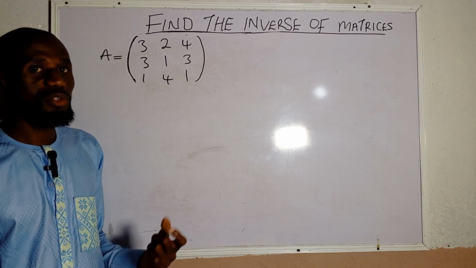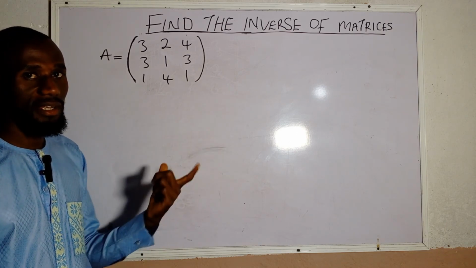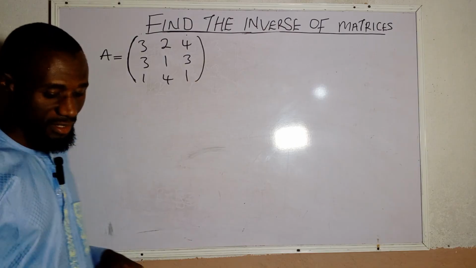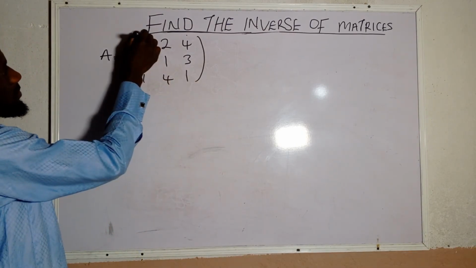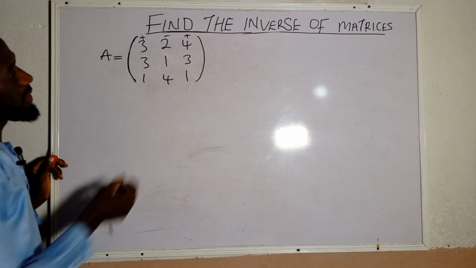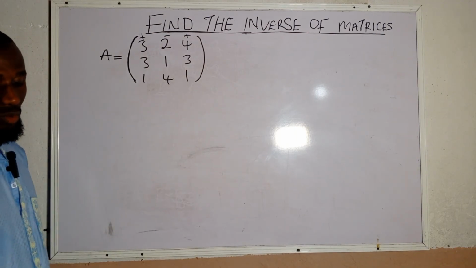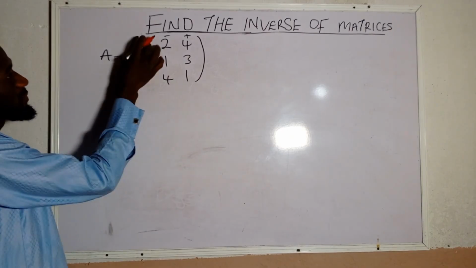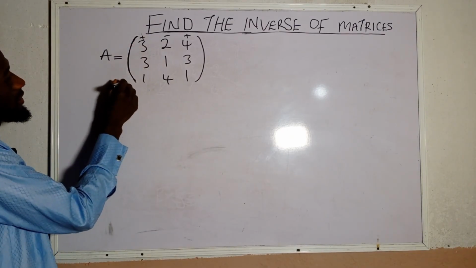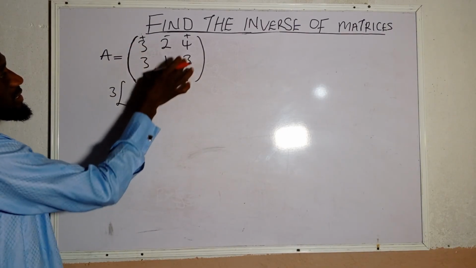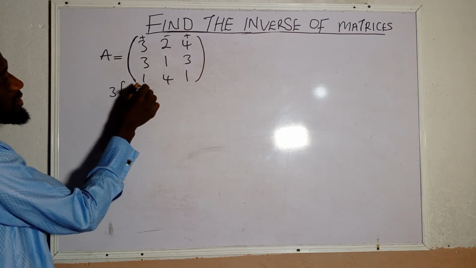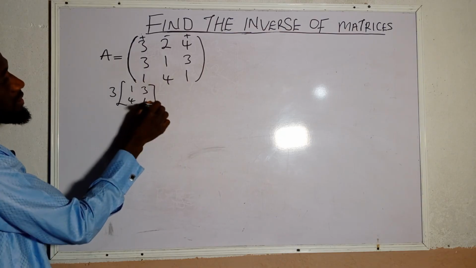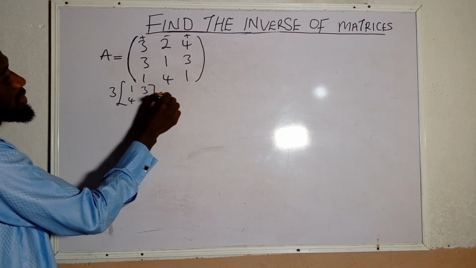Next, because we are going to use the determinant of the matrix to find the inverse of the matrix, we use the sign pattern: this is plus, this is minus, this is plus. Then we can just go direct. If you take these three, we open brackets and take these four numbers as 1, 3, 4, 1. Then we take minus 2 here.